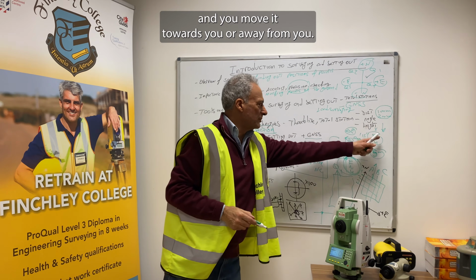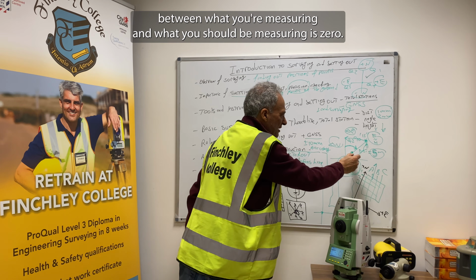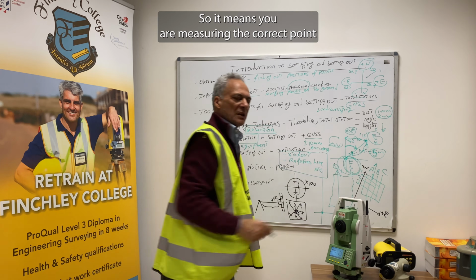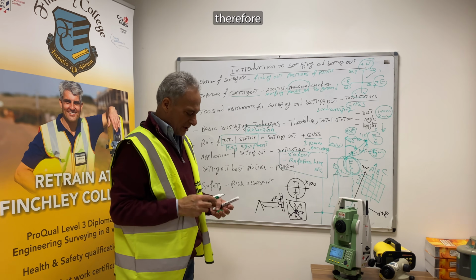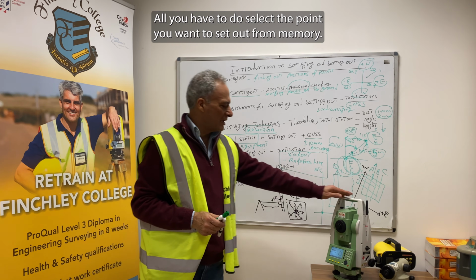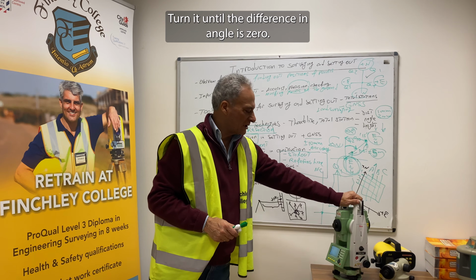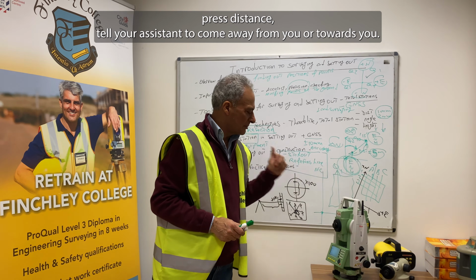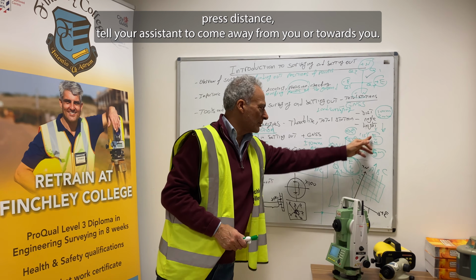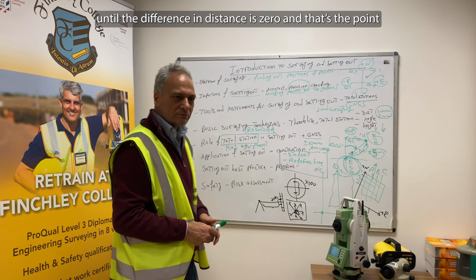And you move it towards you or away from you. When the difference in distance between what you're measuring and what you should be measuring is 0, that means you're measuring the correct point. Therefore, any unskilled person can be doing setting out. All you have to do, select the point you want to set out from memory, turn it until the difference in angle is 0, press distance, tell your assistant to come towards you or away from you until the difference distance is 0, and that's the point.